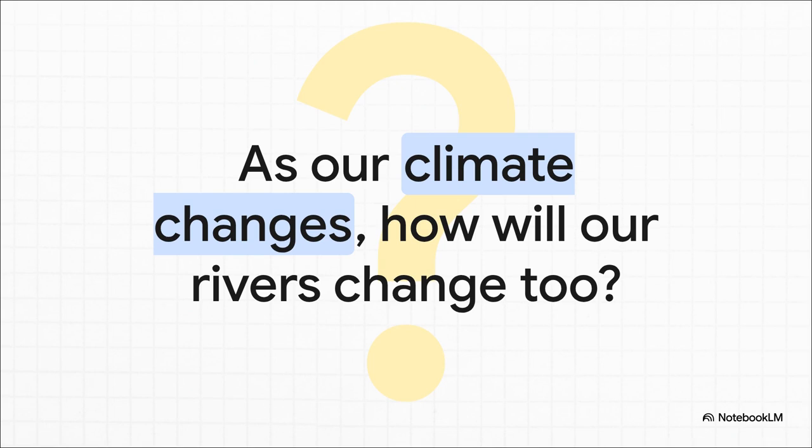We've traced a river's life from youth to old age, but that story isn't fixed in stone. As our world warms and rainfall patterns shift, this entire cycle could be transformed. So the question we're left with is this: as our climate changes, how will the life story of our rivers change right along with it?